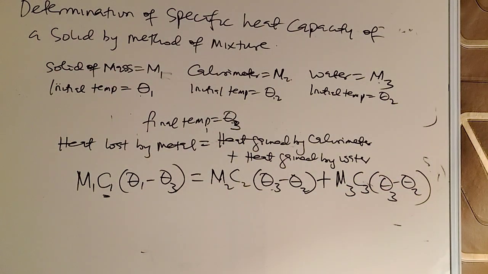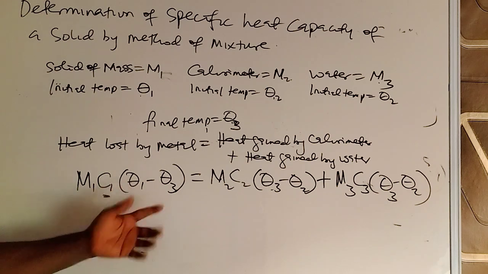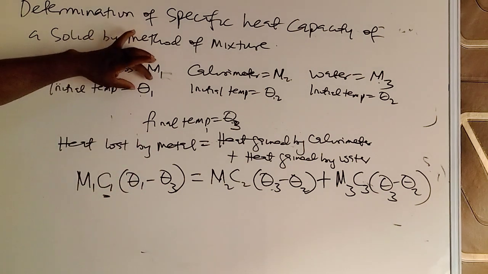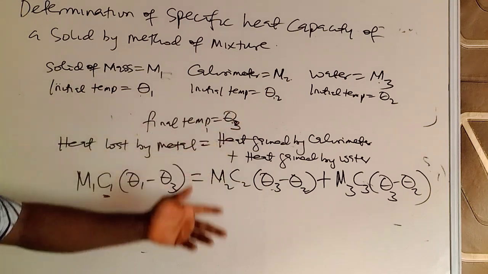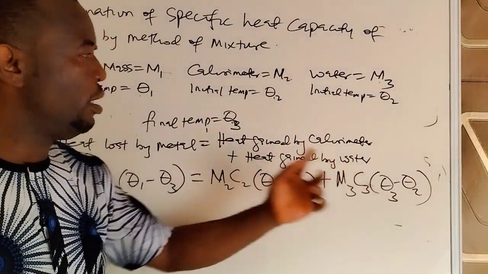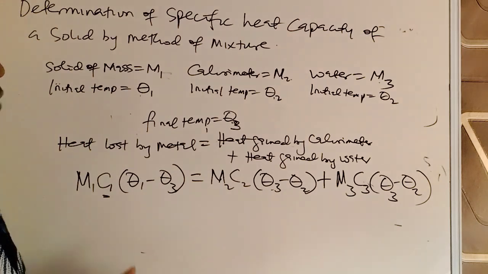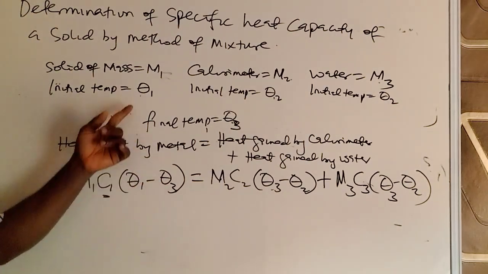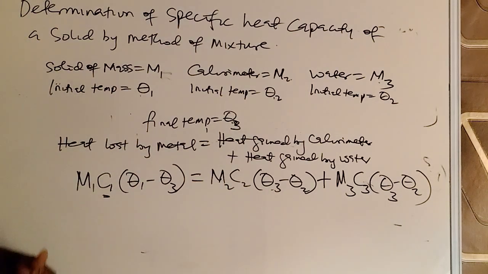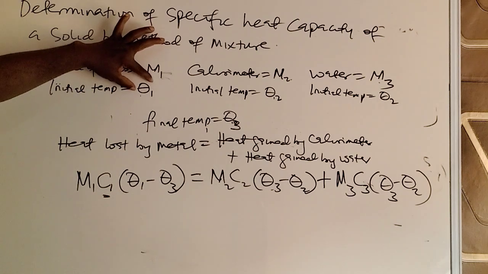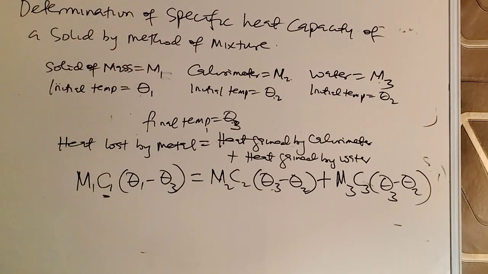Now, if you look at this very well, look at the change in temperature. For the metal, we did initial of the metal minus the final. But for the water and the calorimeter, we did final minus the initial. See the difference? The swerve. Why do we have initial minus final for the metal? Because the metal is at a very high temperature, and you are putting it into something that is cold. So the temperature of the metal will reduce.